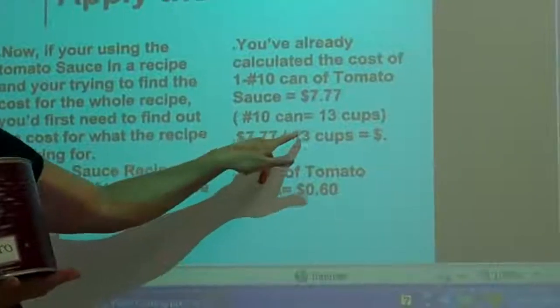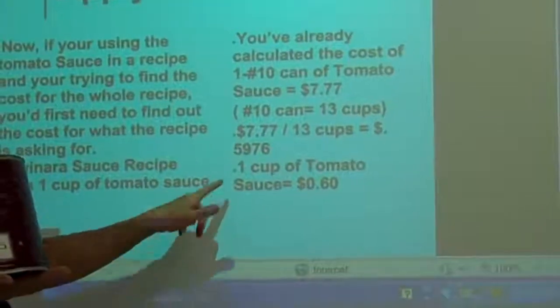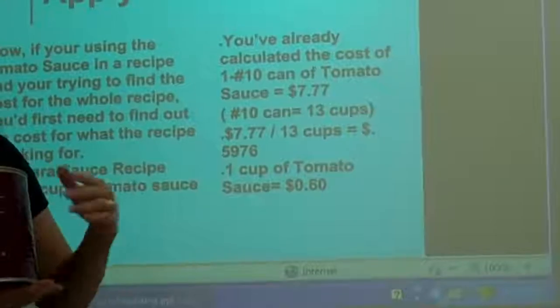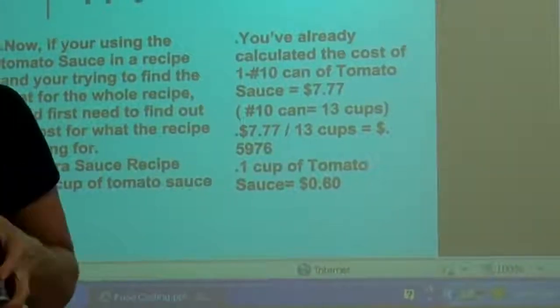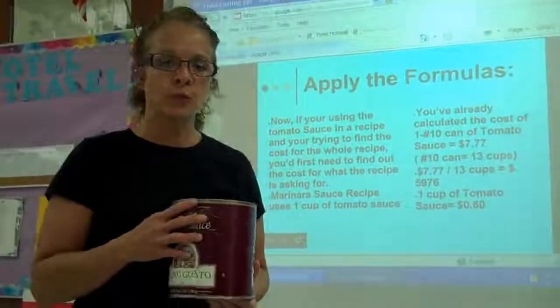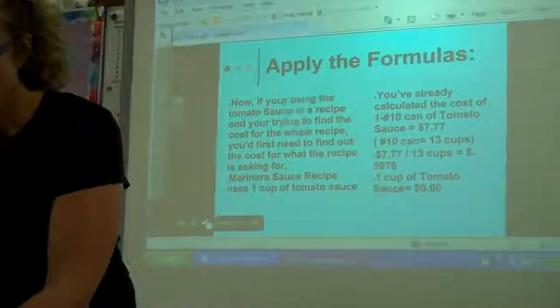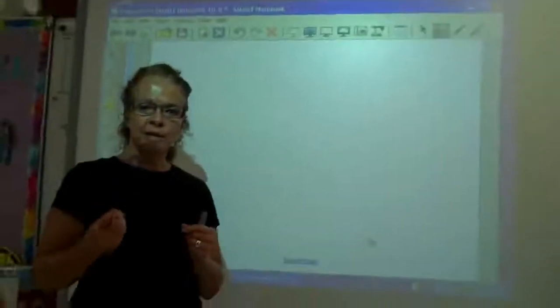$7.77 divided by 13 cups is 59 or 60 cents. So we know that 1 cup of tomato sauce is 60 cents. All right? Now, a different way to set this up. I'm going to start this and you'll see this flow through the entire PowerPoint. All right, so I'm going to minimize this for a second. Okay. I'm going to show you the algebra on this.